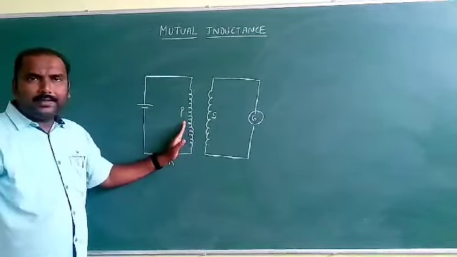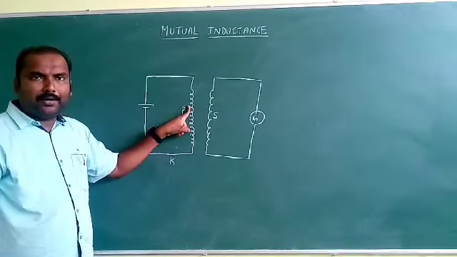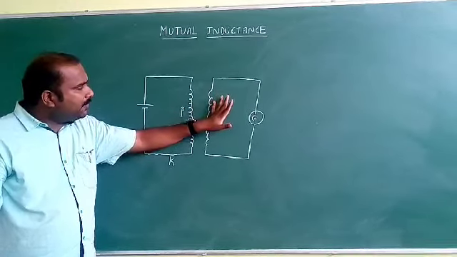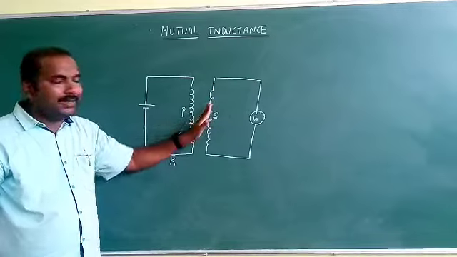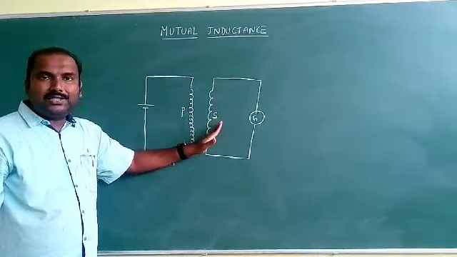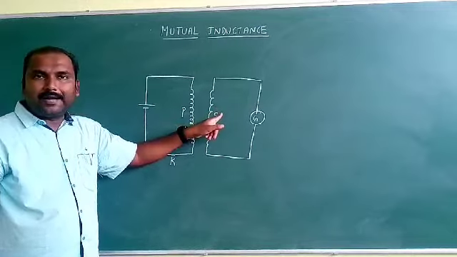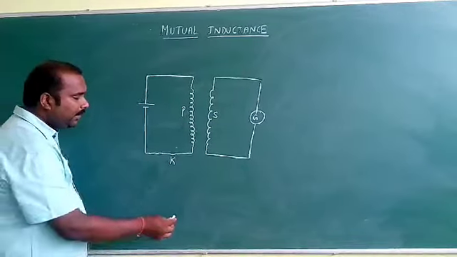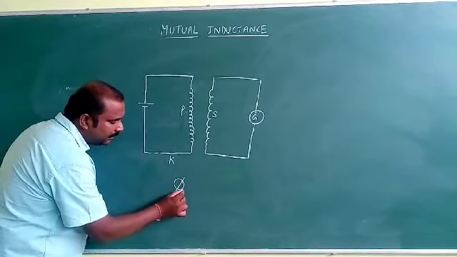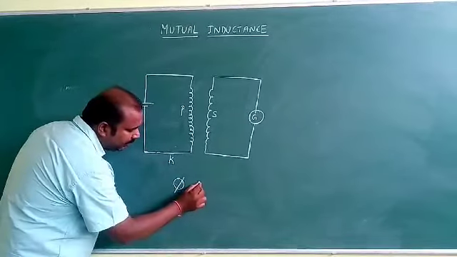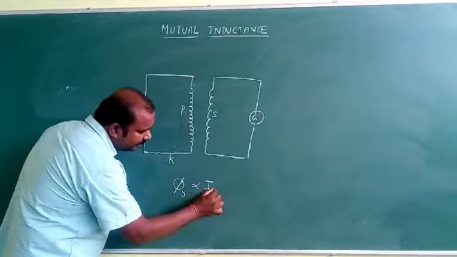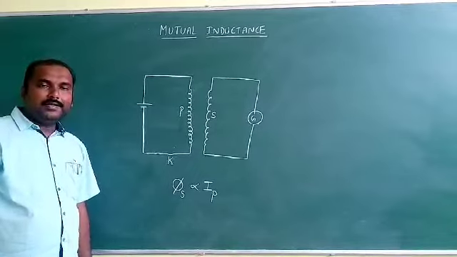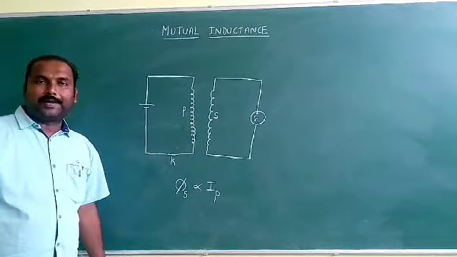If the current starts increasing, a magnetic field is produced in the primary coil. Because of this magnetic field, there is a change in magnetic flux which is linked with the secondary coil. If the magnetic flux is changing in the secondary coil, then because of the changing magnetic flux, induced EMF is produced in the secondary coil. And finally, flux linked with the secondary coil is directly proportional to current changes in the primary coil.